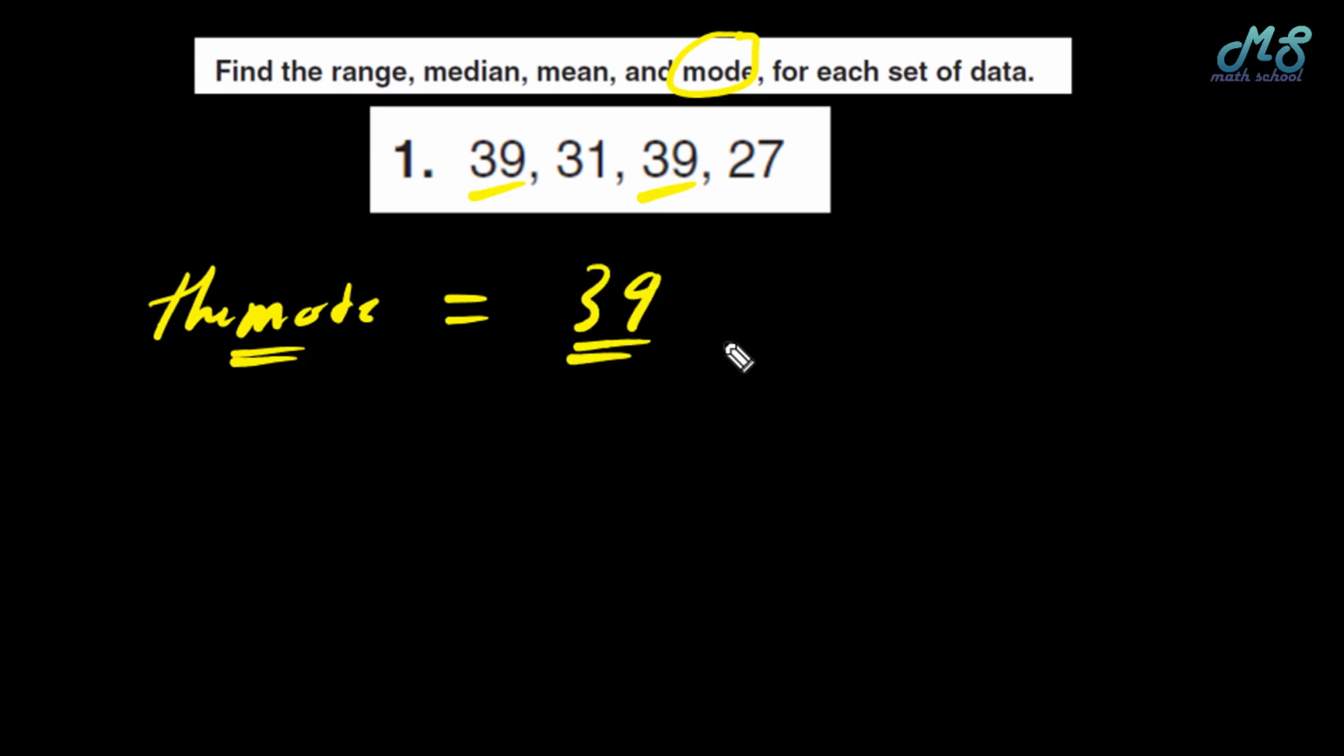But if we have no values repeated, now we can say that we have no mode. But if we have 2 values repeated 2 times, we can say the mode equals the 2 values.